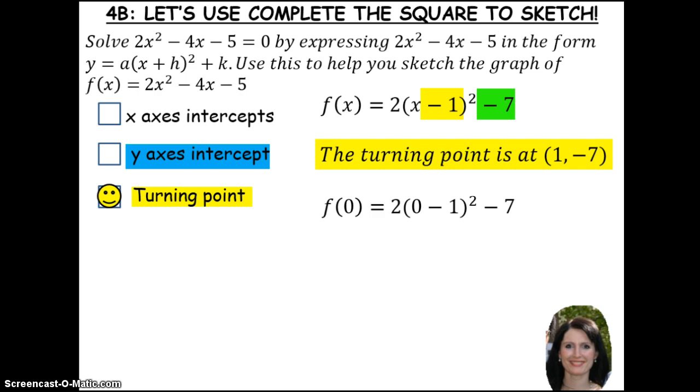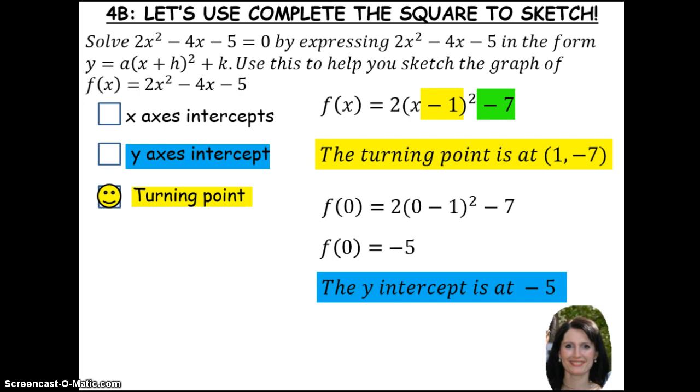What about the y-intercept? That's easy. I just need to make x 0 because the y-intercept exists when x is 0. So f of 0 equals 2 times 0 minus 1 squared minus 7. So f of 0 equals negative 5. We could have just got that from the original equation as well. The y-intercept is at negative 5. Done.